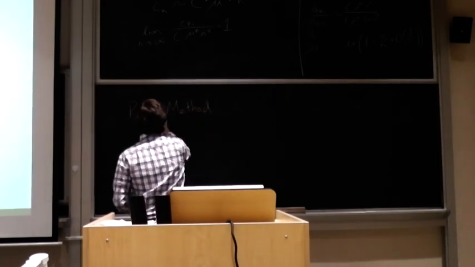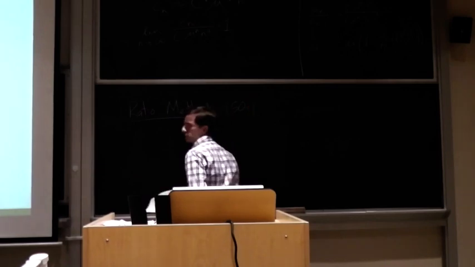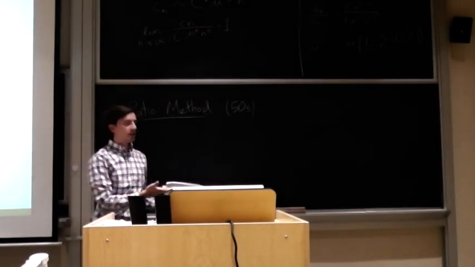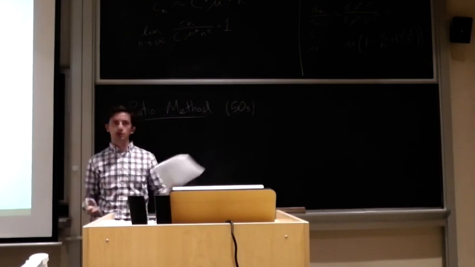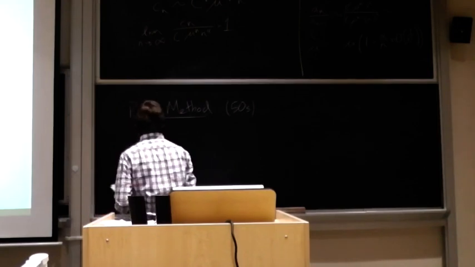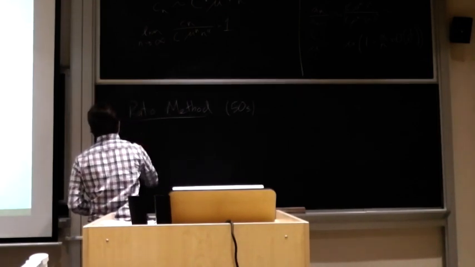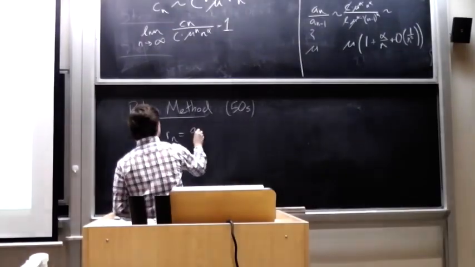I think the ratio method really started appearing in papers maybe in the 50s, though it was around before that, and I think a lot of people knew about it and maybe didn't talk about it in papers, and they used it because it's a pretty obvious thing to do once you know this fact about asymptotics. What you do is you let r sub n be these ratios.